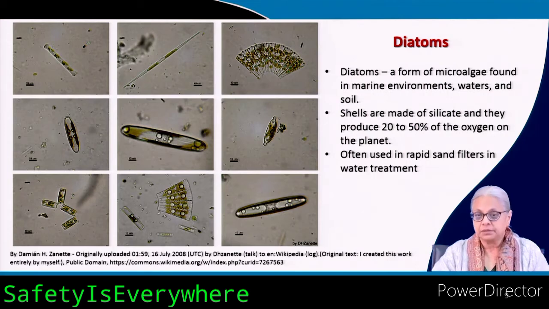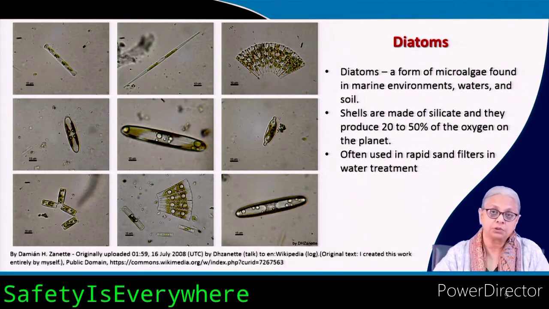Then we come to diatoms. Diatoms are, like I said, silicate shells. They are a form of microalgae that have silicate shells. They are found in marine environments, and in many freshwater environments as well as soil. The shells are made out of silicate, and diatoms are considered to produce 20 to 50% of the oxygen on the planet.